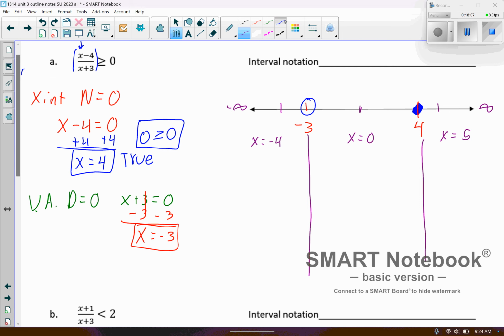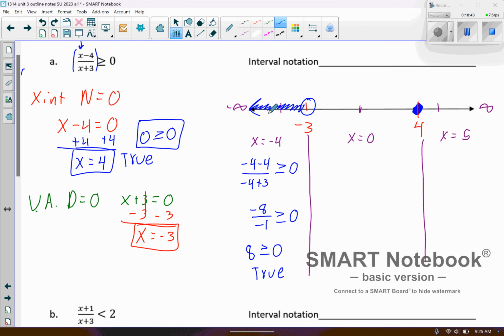All right, so let's go ahead and do it. So we're going to plug in -4. So we're going to get -4 minus 4 over -4 plus 3. Is that greater than or equal to 0? Well, let's see what happens here. On top, I'm going to end up with a -8 over -1 is greater than or equal to 0. So a negative divided by a negative is positive. And so, yeah, 8 is greater than or equal to 0, so that's going to come back as true. So we'll go ahead and shade that part of it.